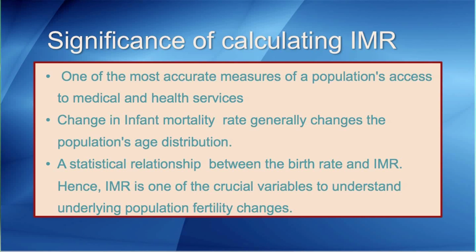Third, additionally, a number of empirical studies have demonstrated a statistical relationship of some kind between the birth rate and IMR. As a result, the IMR, or the infant mortality rate, emerges as one of the crucial variables to comprehend the mechanism underlying population fertility changes.